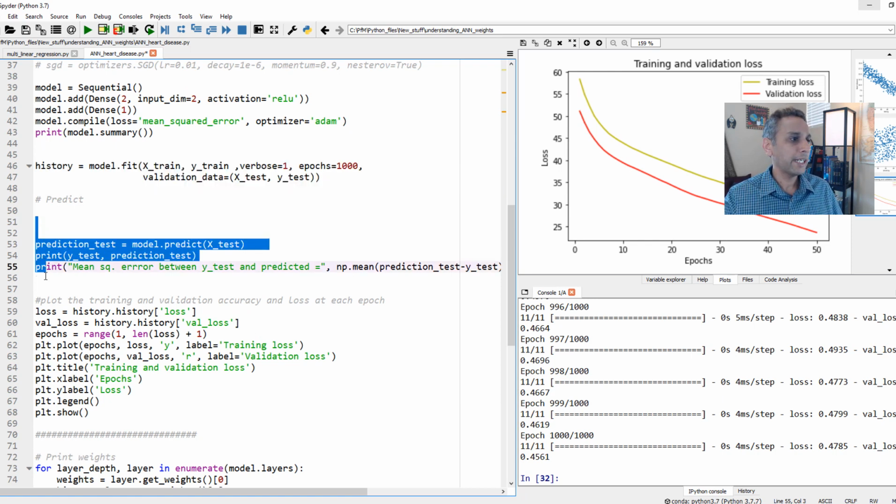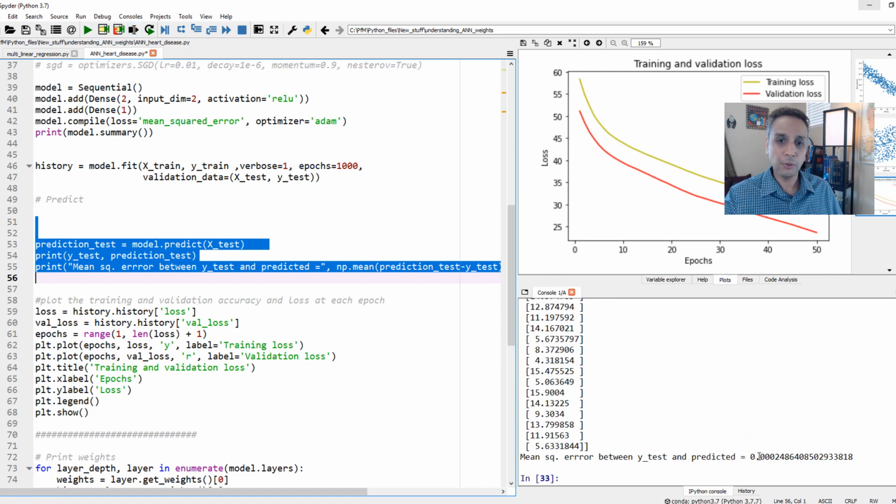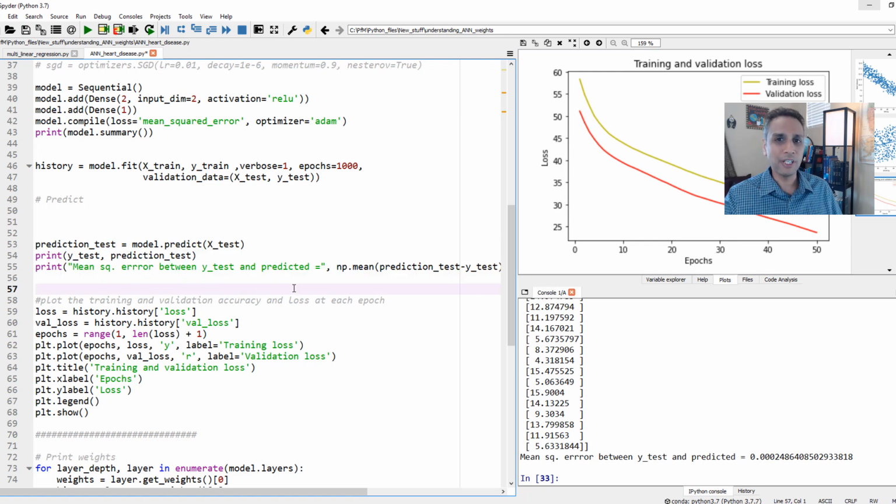Okay, now let's compute our mean squared error. Hopefully this should be much better than 0.2. This is now 0.00024. I think this is very similar to what we have gotten, if not better than what we got using our linear regression. Obviously we are using a deep neural network for a very simple problem.